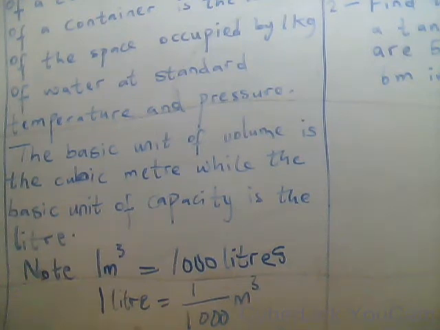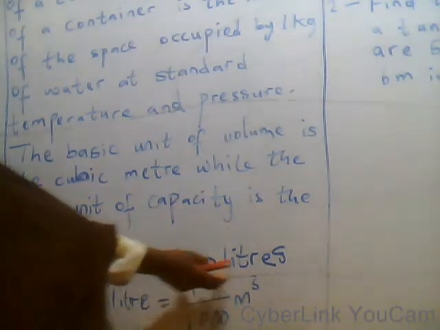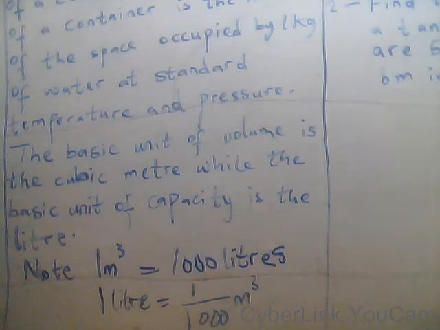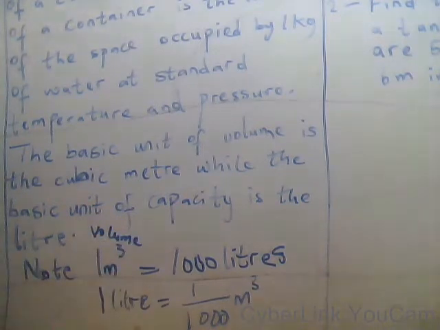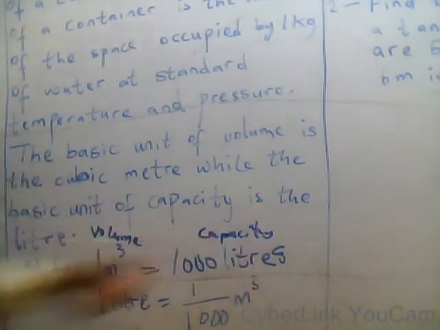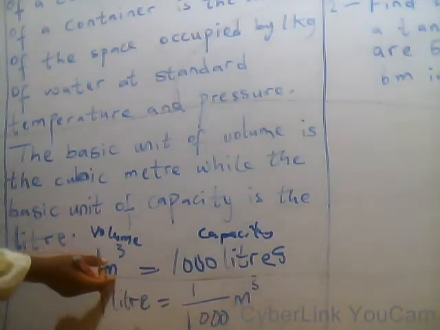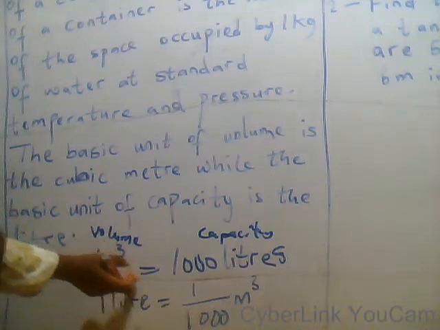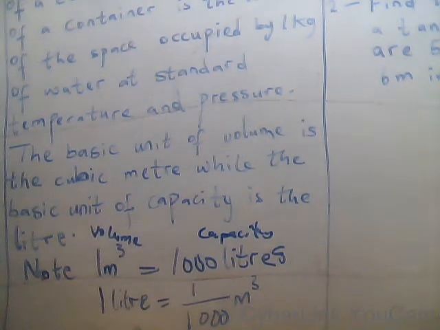How do we do that? This is the expression. Note, 1 meter cube will give us 1,000 liters. Remember, this is volume. It will give us 1,000 liters, and these liters are the capacity. Telling us that if you have one meter cube of volume of a particular space, it can contain 1,000 liters of water or any other liquid.